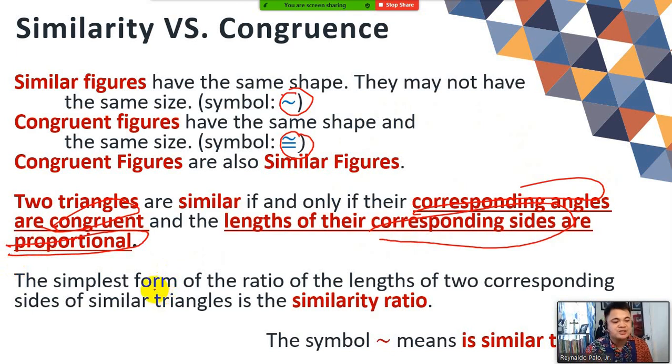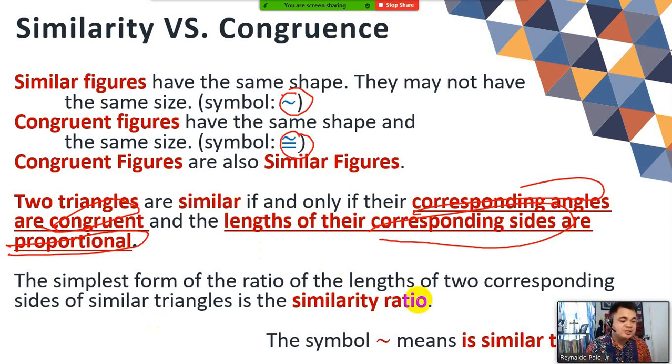Now, the simplest form of the ratio of the lengths of two corresponding sides of similar triangles is what we call the similarity ratio. We don't have any problem with the corresponding angles because they must be congruent. But for the corresponding sides or segments, they must have a similarity ratio. This similarity ratio will actually satisfy that two triangles are really similar.